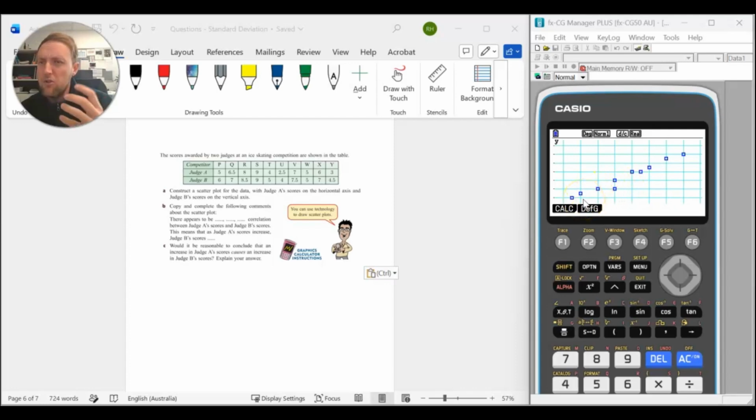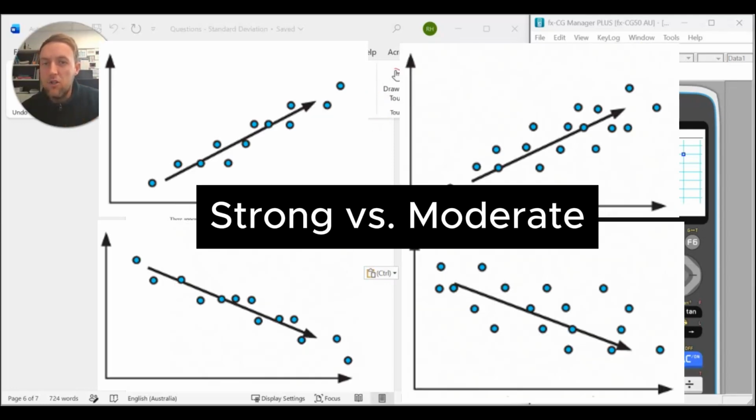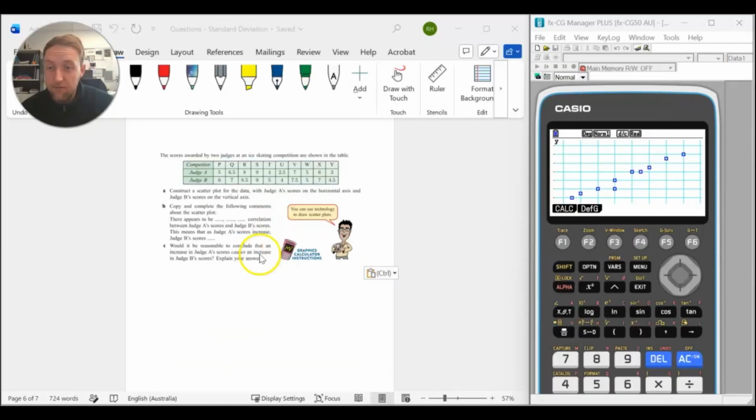Basically, we also want to describe the strength of them. If you have a look at the images on the screen here, we've got two different types of positive correlation. In one, the dots are in a very straight line, whereas in the other, they're kind of scattered out, but they are heading in that upward trajectory. That's where we describe the strength of that correlation. So is it strong? Is it moderate? Is it weak? And then obviously for the opposite, I can show you some images here. This is where we've got strong, moderate, or weak negative correlation.